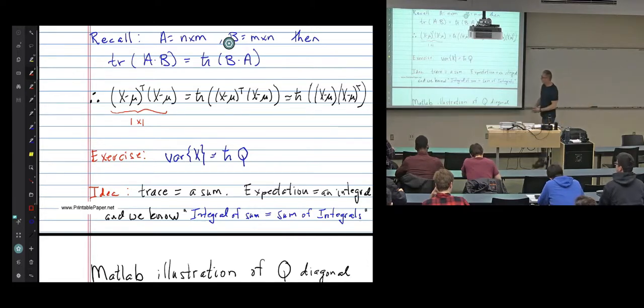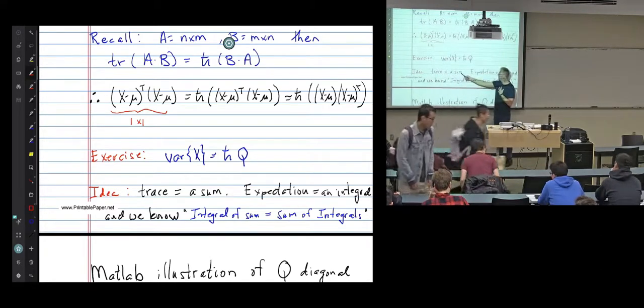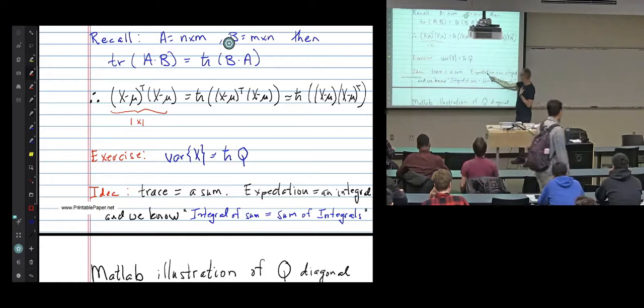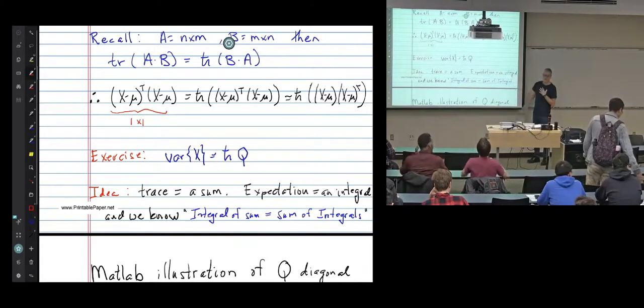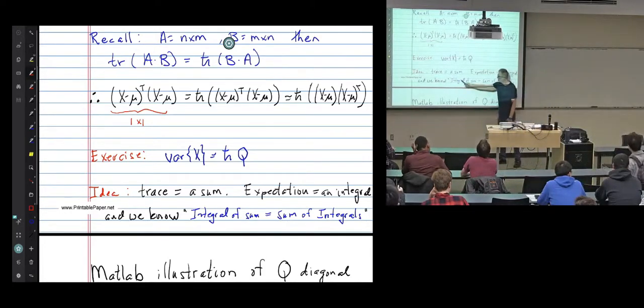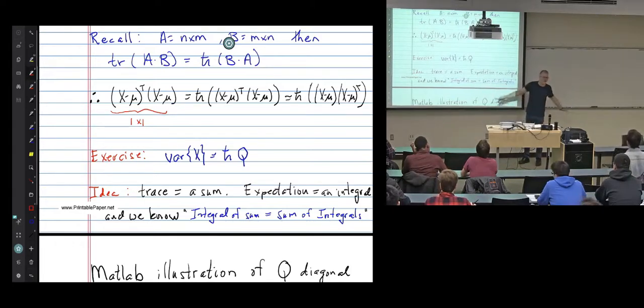And the whole idea is something super deep, okay? A trace is a sum. An expectation is an integral. And we know the integral of a sum is the sum of the integrals. Okay, so that's all it is. There's no mystery here, really.